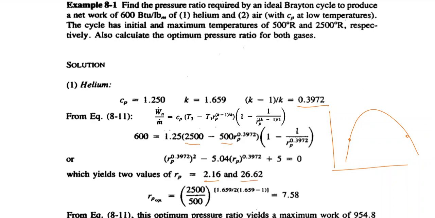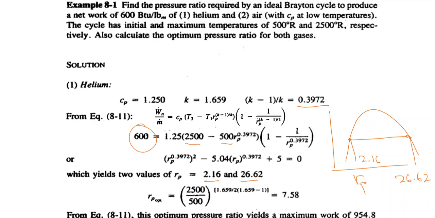So at the pressure ratio of 2.16, you will have a work done of 600 BTU per pound mass. So that would be an RP of 2.16 over here, and obviously for a polynomial equation, there is another RP which is 26.62 over here. So these are the pressure ratios at which the work done of 600 BTU per pound mass is given.